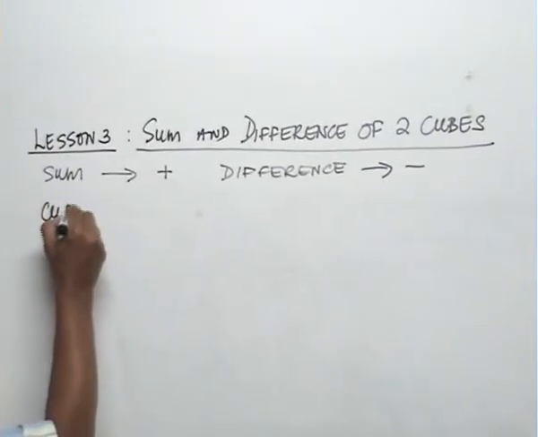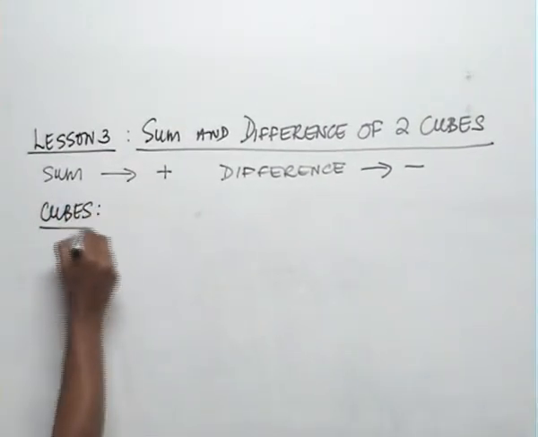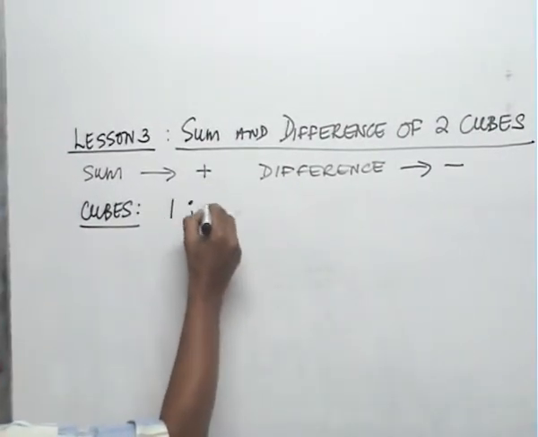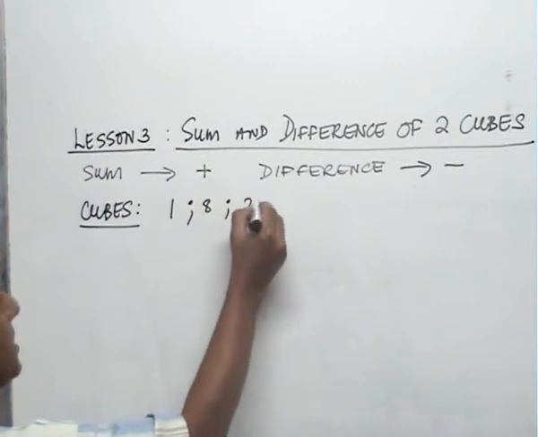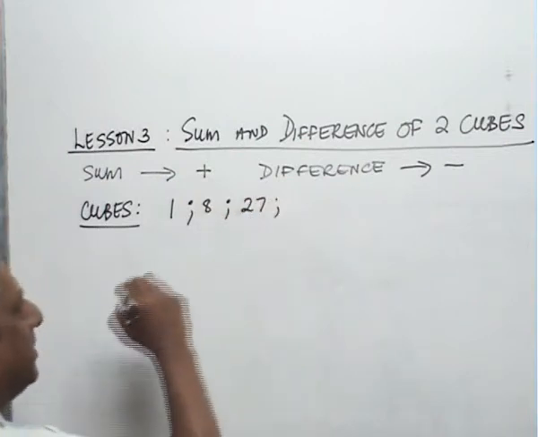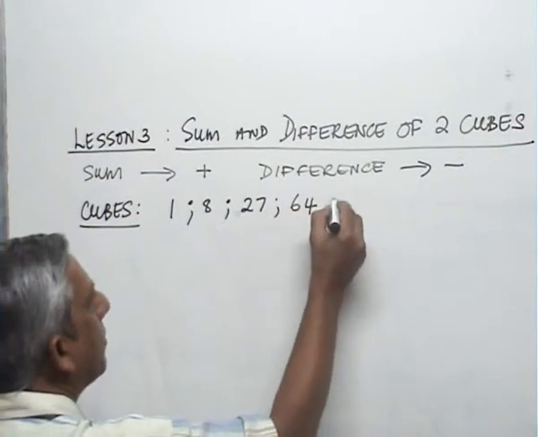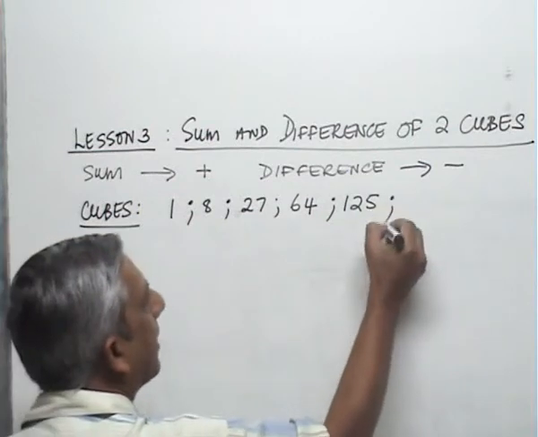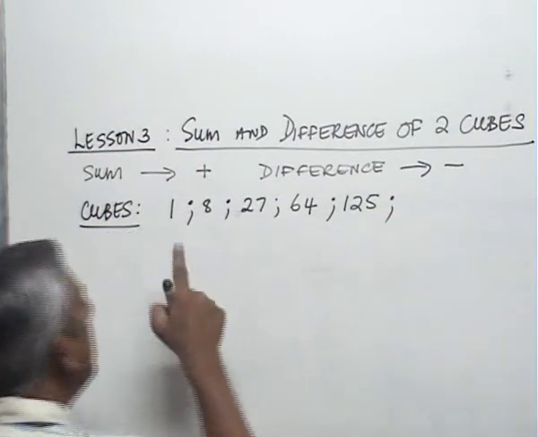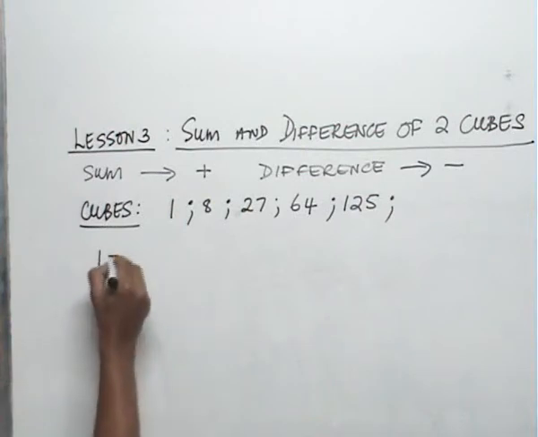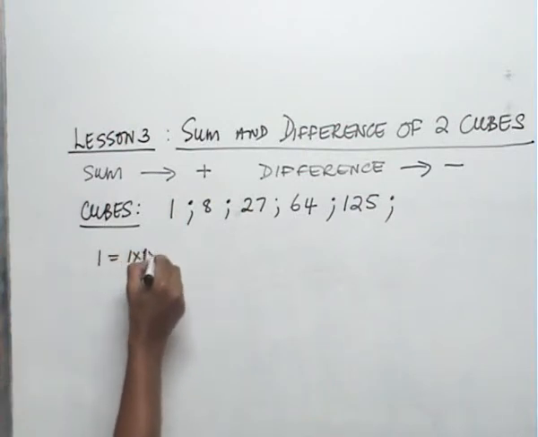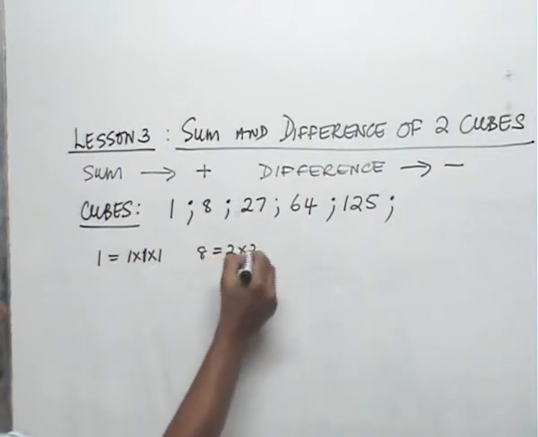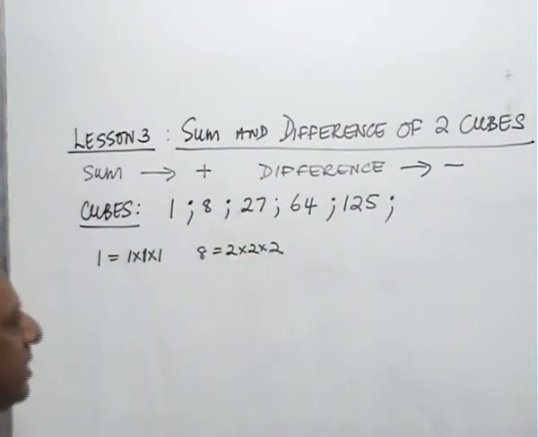Now cubes, let's explain what are cubes. Well, let's see if we can give you some cubes. Well, 1 is a cube, the next cube is 8, the next cube is 27, the next cube is 64, next cube is 125, and so on. Now what do we mean by cube? You see, 1 is equal to 1 times 1 times 1. So 1 is a perfect cube. 8 is 2 times 2 times 2. So 8 is a perfect cube.